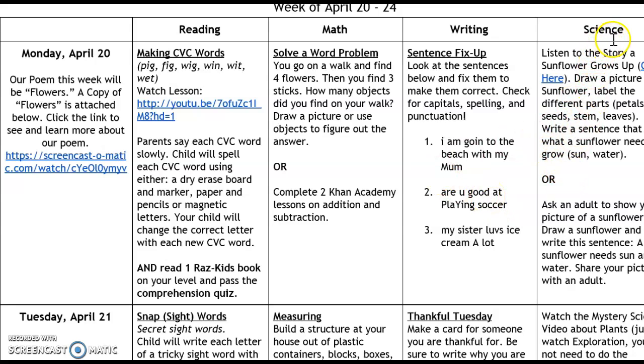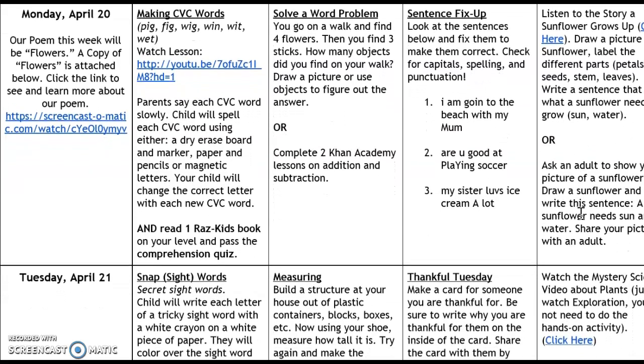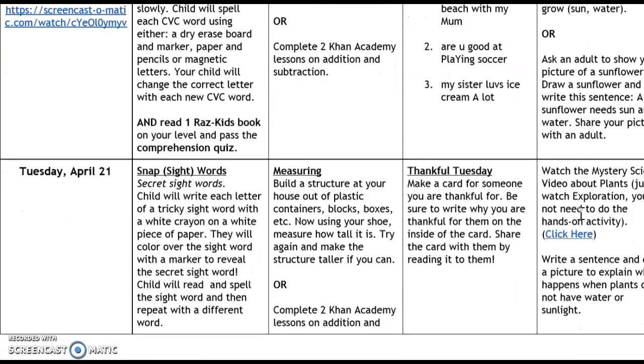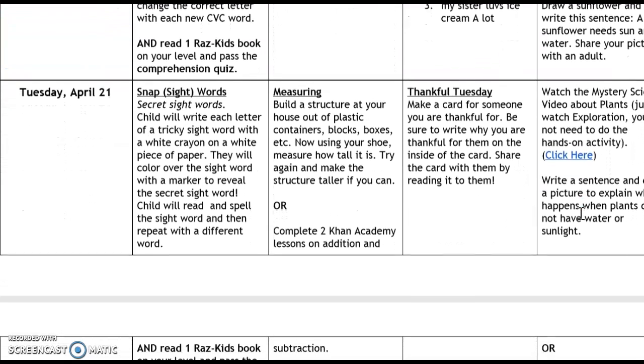And then for science, you're going to listen to how a sunflower grows. You're going to draw a picture of a sunflower and label the parts. And if you don't have the internet, then you can just discuss to your child the parts of a plant. And if you need my assistance with that, you can give me a call. You can send me a dojo if you don't have the internet and you need assistance talking about the plant. And then we just follow the same structure throughout the week.